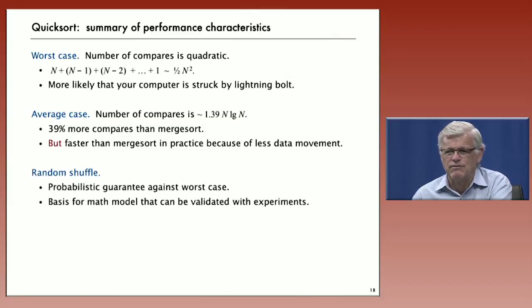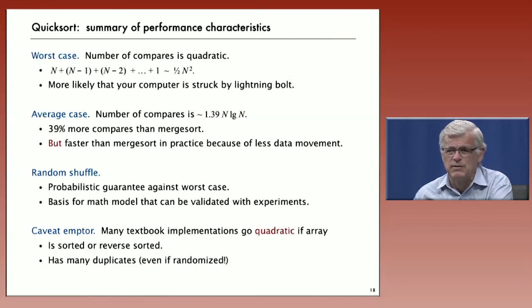So the random shuffle is a key for good performance in Quicksort. It gives us the guarantee that the worst case is not going to happen, and also it allows us to develop a math model that we can go ahead and validate with experimentation. You run Quicksort and you count compares. If you did the random shuffle, it'll be about 1.39 n log n compares, and its running time will be proportional to n log n, and it'll be a fast sort, and that's what people do, and that's why people use it.